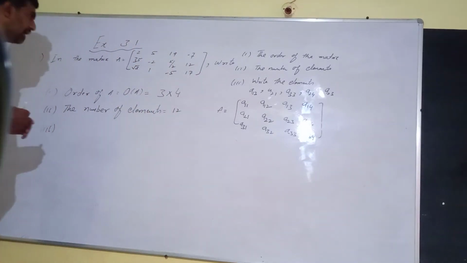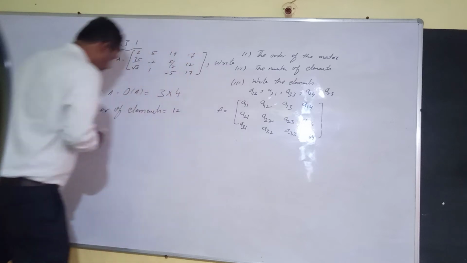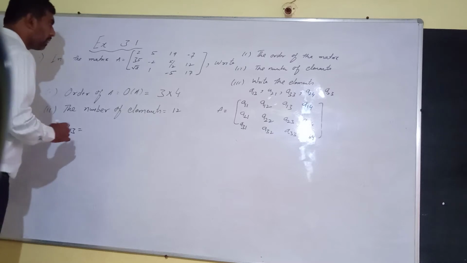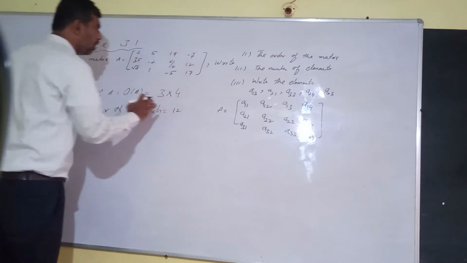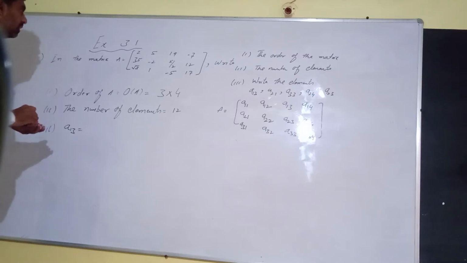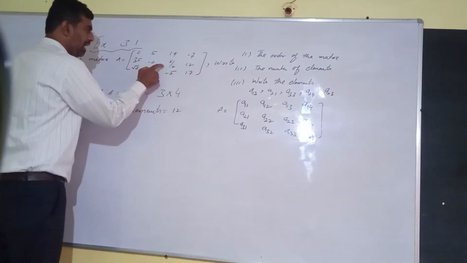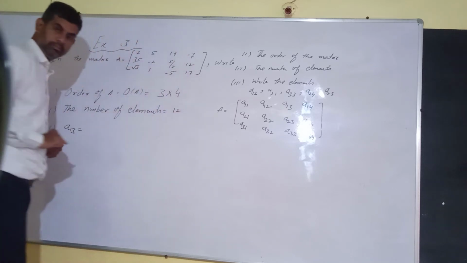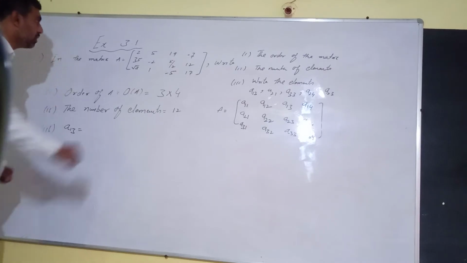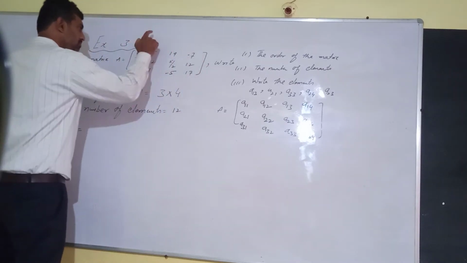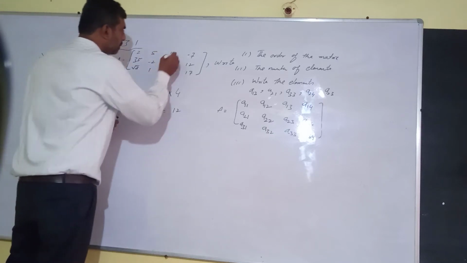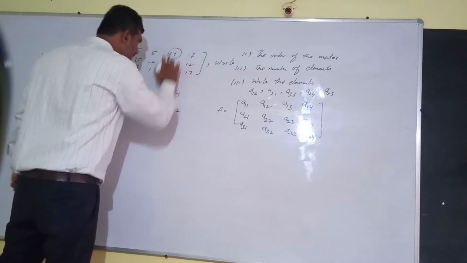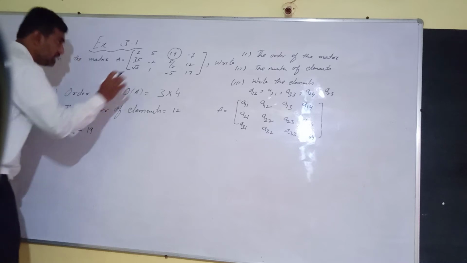Now come back to the answer. A13: first row, third column. What is the element present? Let's check it. First row, third column. 5 by 2? No, because 5 by 2 is in the second row, third column. I need the first row, third column. First row: first column, second column, third column. I am just repeating: first row, third column. What is the number present? 19.